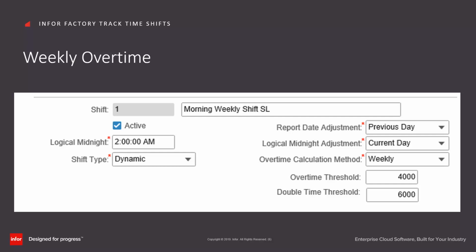Assuming the overtime threshold is set to 40 hours, all hours prior to 40 will be categorized as regular hours. Any hours in excess of 40 will categorize as overtime up to the double time threshold. Assuming the double time threshold is set to 60 hours, any hours in excess of 60 hours in the week will categorize as double time. The weekly overtime method works well with dynamic shift types, but is not recommended for static shift types.